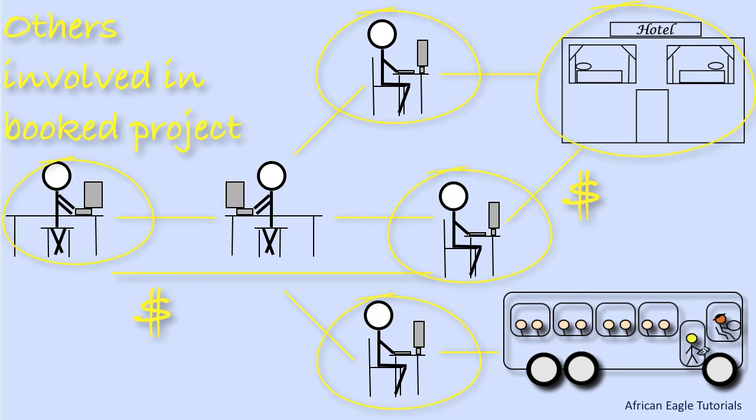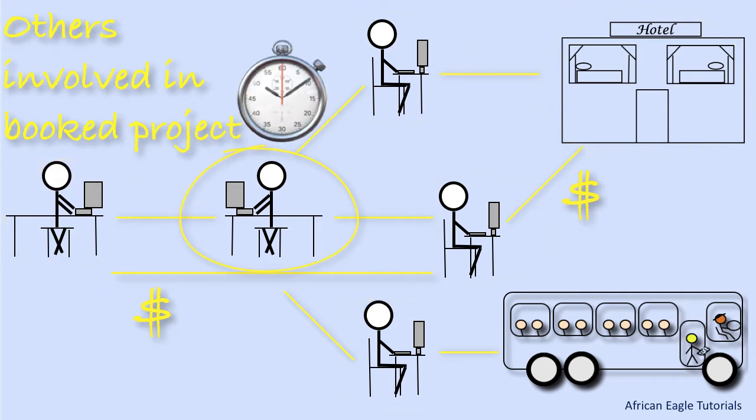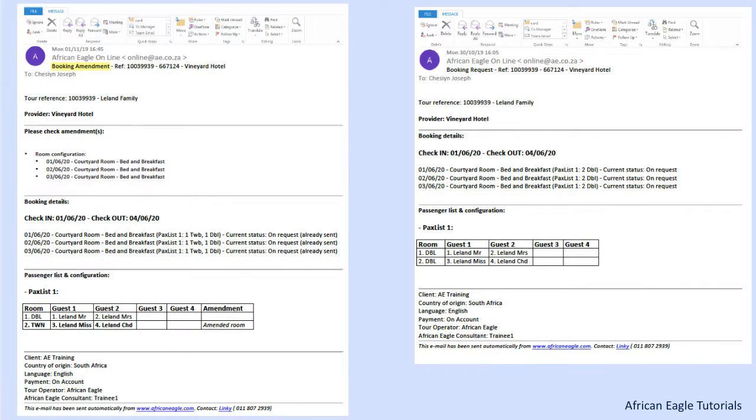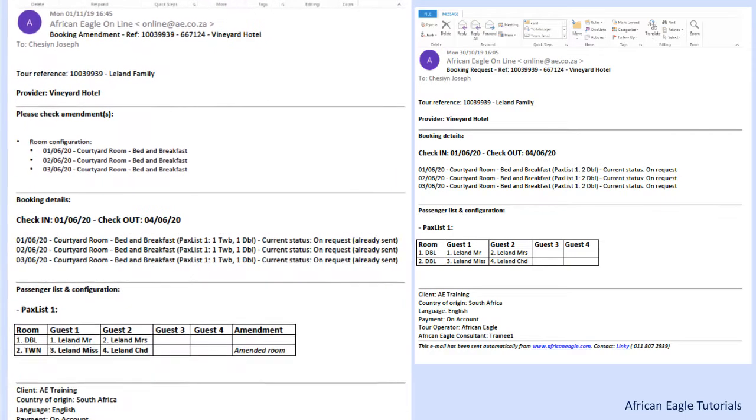As a consultant, you cannot control how long the other people involved take to complete their part. You can only control yourself, so it is vital not to cause a delay. After the project is booked, any amendments will result in amendments being generated and sent to suppliers. Generating unnecessary amendments because you forgot to update the project before booking will annoy and confuse suppliers and increase the risk of error.